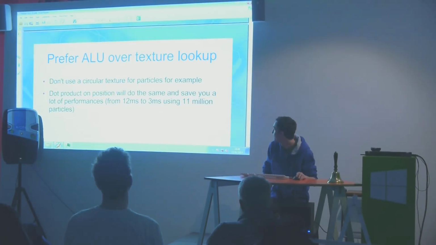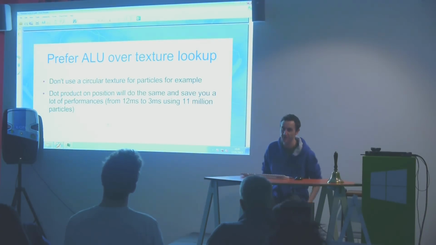Often when you do texture lookup, it costs. A lot of people use a circle texture for particles, and you can do it in one line of code that a 12-year-old kid could do. I did a demo with 11 million particles, and it goes from 12 milliseconds to 3 milliseconds. It's basically one multiplication, and you can generate a circle in the pixel shader, so don't even bother with this kind of thing.